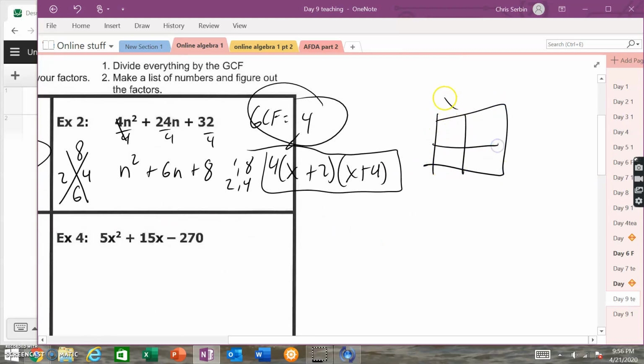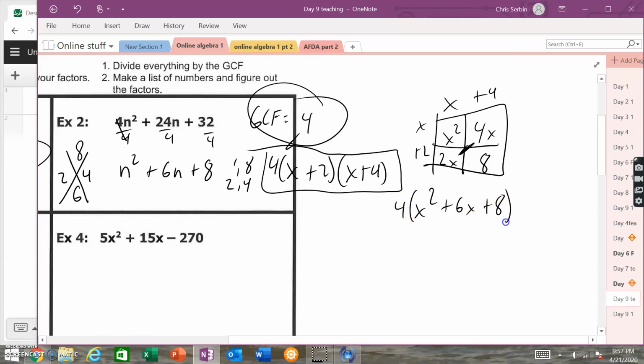So I have x and then plus 4, x plus 2. X times x gives me x squared. 4 times x gives me 4x. 2 times x gives me 2x. And then 2 times 4 gives me 8. So I now have x squared, add my diagonal, plus 6x plus 8.